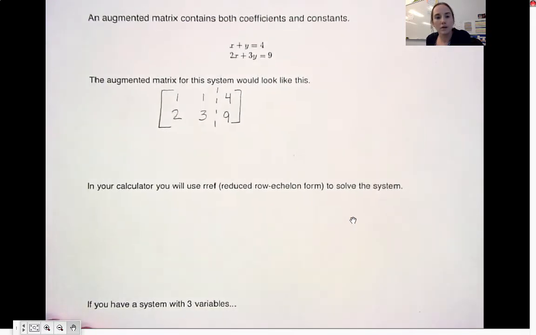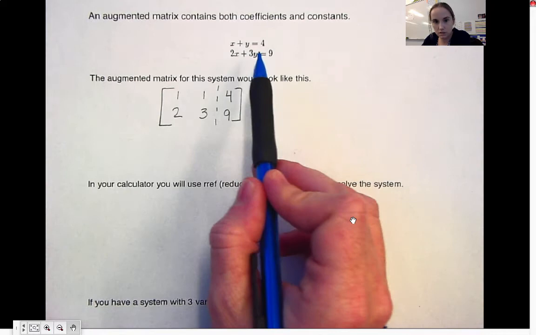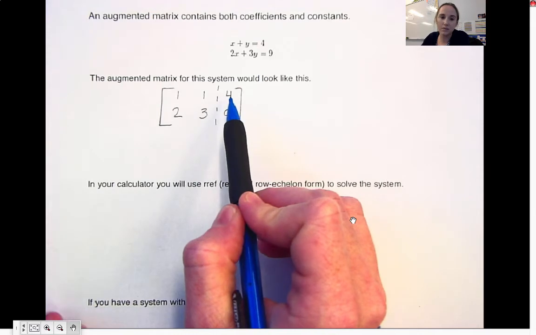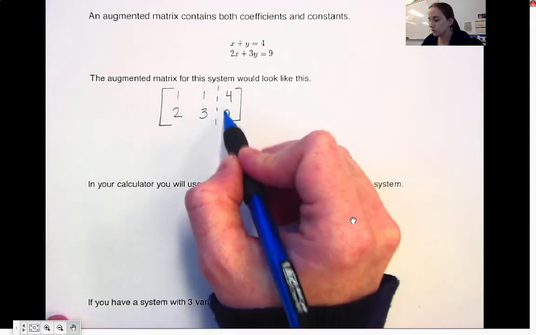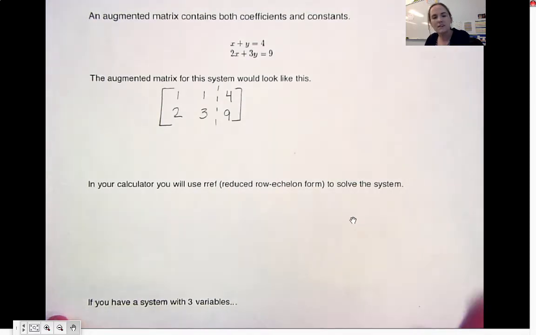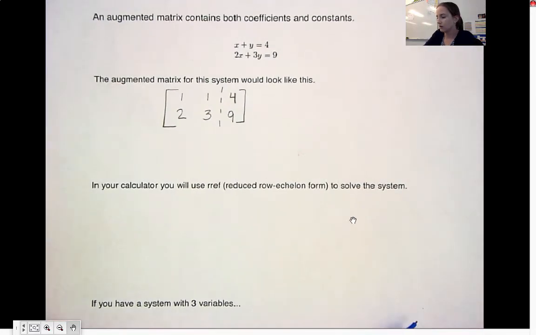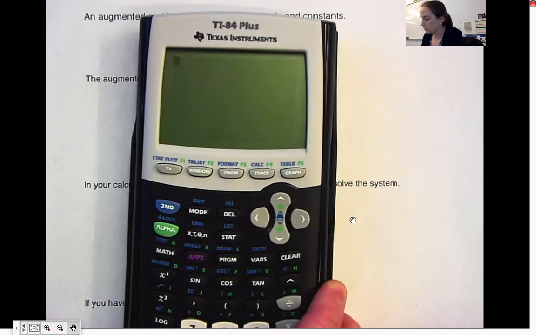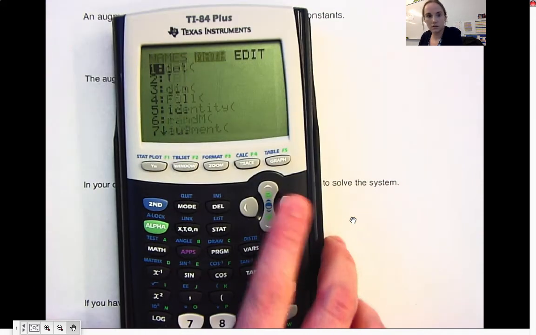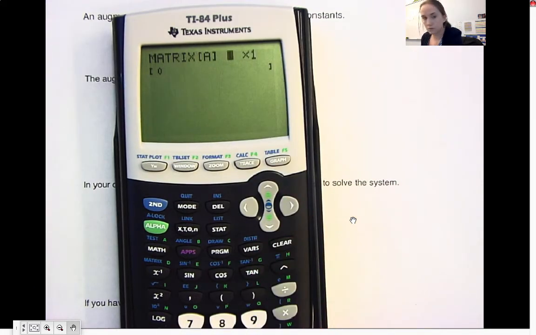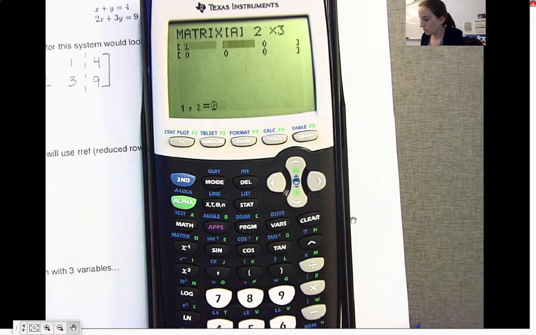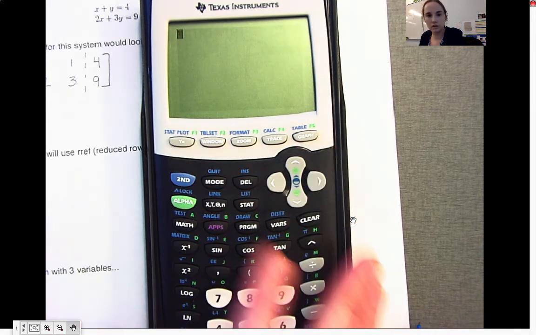Okay, now in the calculator, if we wanted to solve this, so here's the system we're trying to solve and figure out, x and y. So instead of doing matrix A is this and matrix B is this one, do the inverse of A times B, I just type this one in just like it looks. So it's a 2 by 3. In my calculator, I go to the matrix, edit A, and I'm going to do a 2 by 3. Okay, put in my information, 1, 1, 4, 2, 3, 9. Okay, and quit the screen.